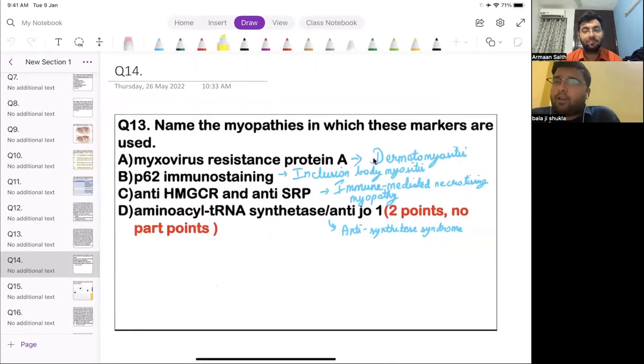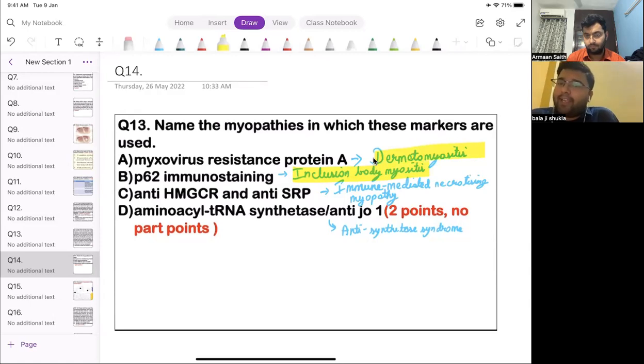Now we have a question on myopathy again. There are various markers which are used in different myopathic diseases. The first is myxovirus resistance protein A, which is used as the marker of dermatomyositis. Then we have P62 immunostaining. It is used in inclusion body myositis, a distal predominant myositis like myotonic dystrophy.